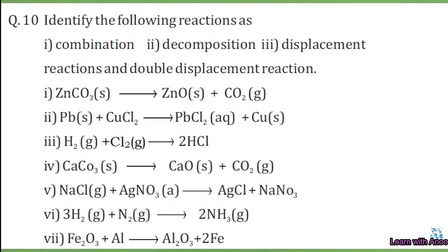Next, NaCl + AgNO3 gives AgCl + NaNO3. It is a double displacement reaction. Next, 3H2 + N2 gives 2NH3. It is a combination reaction. Next, Fe2O3 + Al gives Al2O3 + 2Fe. It is a displacement reaction.